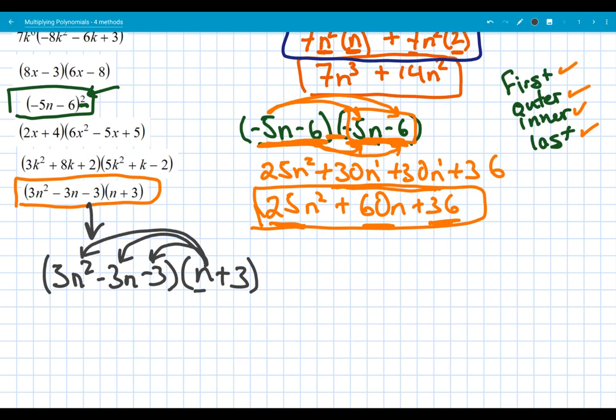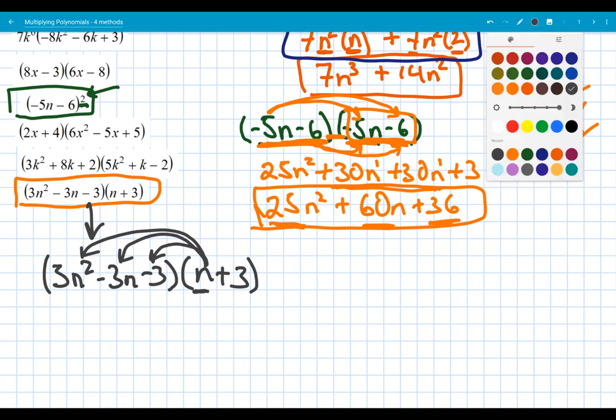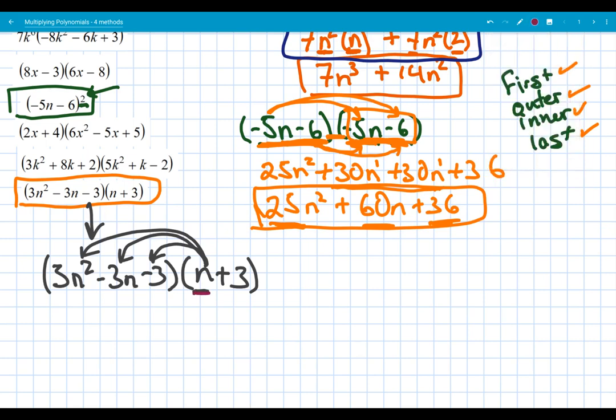So this n in the second one, because it's a binomial, it's easier to draw the arrows backwards. There will be less confusion, and it'll be easier to see. So this n times, I'll go with the highest power, times 3n squared is 3n to the third power. This n times the middle one, negative 3n squared. This n times the last one, negative 3n.